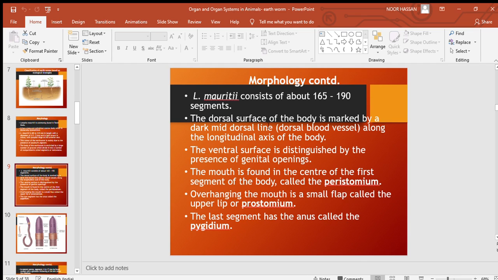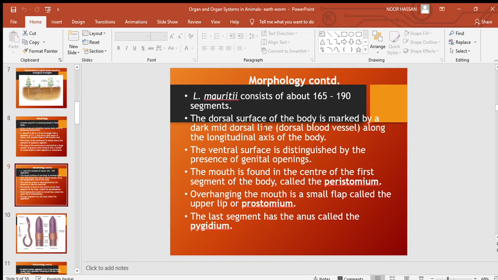So the dorsal surface can be distinguished from the ventral surface. On the dorsal surface we can find a dorsal blood vessel which appears as a dark mid-dorsal line, and the ventral surface is distinguished by the presence of genital openings. So, in order to differentiate the dorsal surface and the ventral surface of the animal, we can easily understand which is the dorsal side and which is the ventral side.